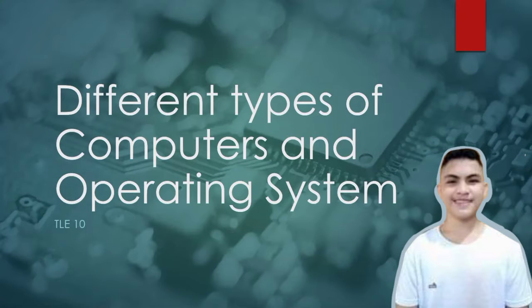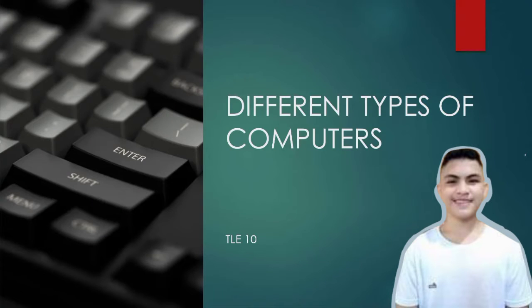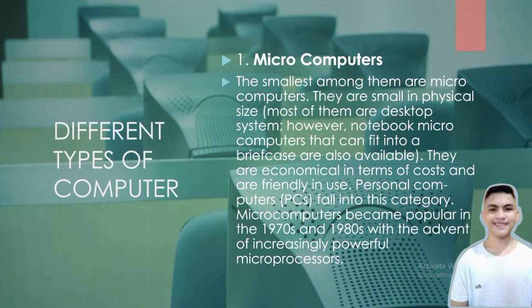computers and operating system. What are the four types of computers? The four types of computers are microcomputers, minicomputers, mainframe computers, and the last is supercomputers. And let's go back to microcomputers. What is the definition of microcomputers?